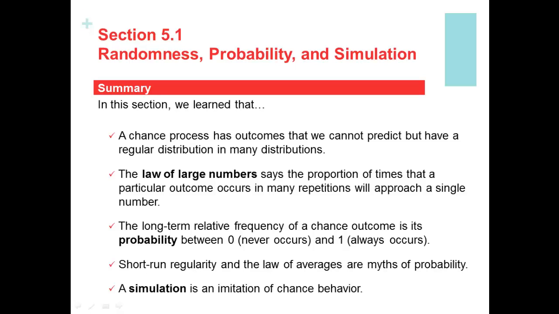Short-run regularity and the law of averages are myths of probability. A simulation is an imitation of chance behavior and can be carried out through the use of playing cards, a coin, dice, a number table, or technology. In the next section, Section 5.2, we will actually get into the probability rules and perform some calculations.